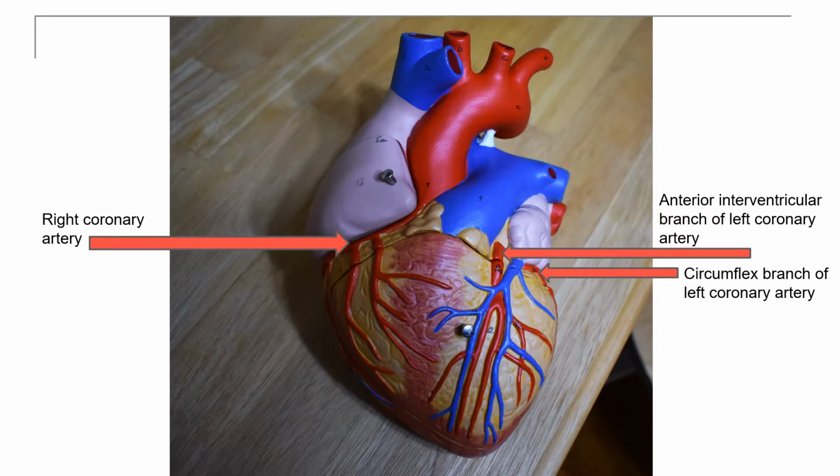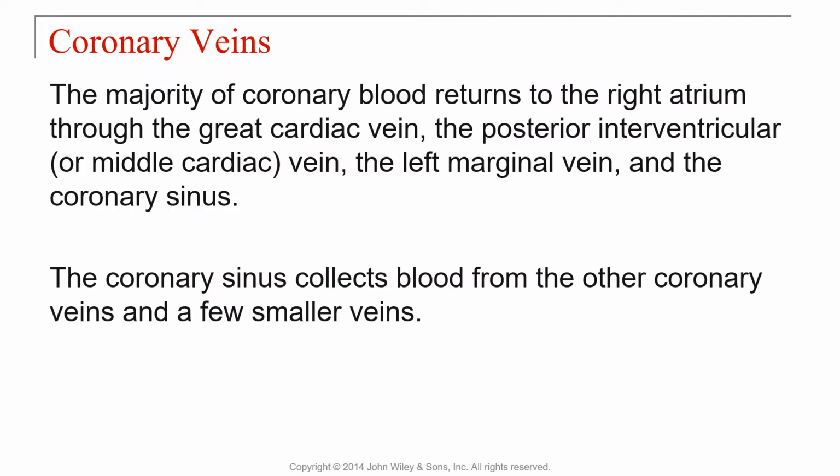All right, so let's take another look at that model. Again, your right coronary artery is going to travel along this coronary sulcus under the right auricle. Your anterior interventricular branch of the left coronary artery is illustrated here. And then the circumflex branch of the left coronary artery is going to be right here. So what those arteries are doing is they're supplying the myocardium with freshly oxygenated blood.